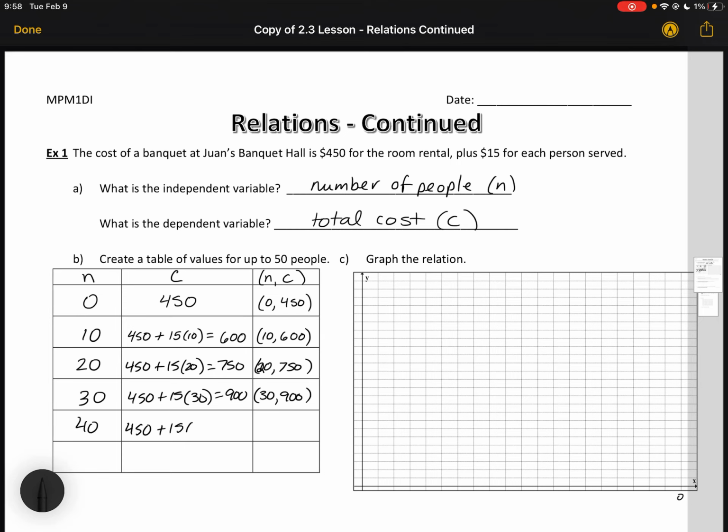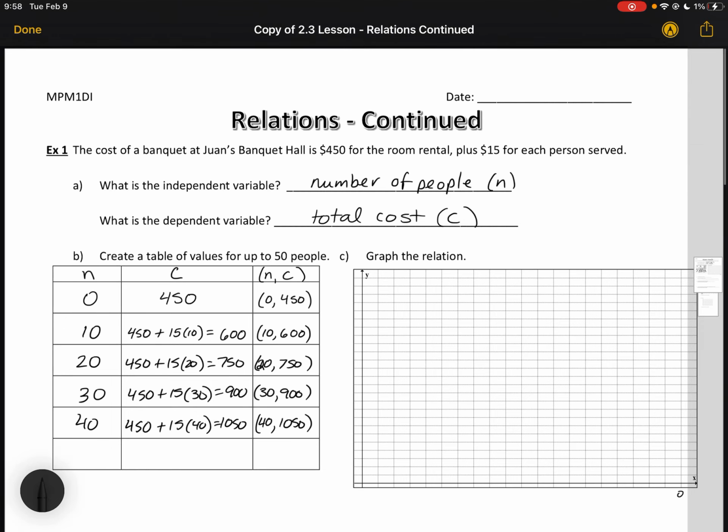For 40, I would have 450 plus 15 times 40 will give me 1,050. And so I'd have 40, 1,050. For 50, 450 plus 15 times 50 is going to give me 1,200 here as my final cost. So 50 and 1,200. So now we're going to go ahead and plot that on the graph.